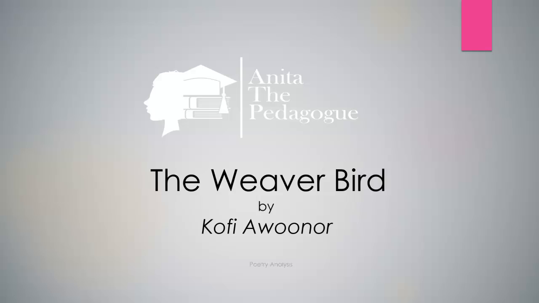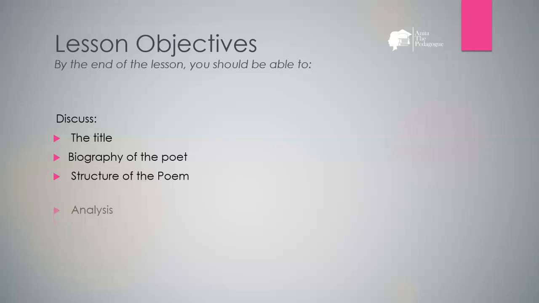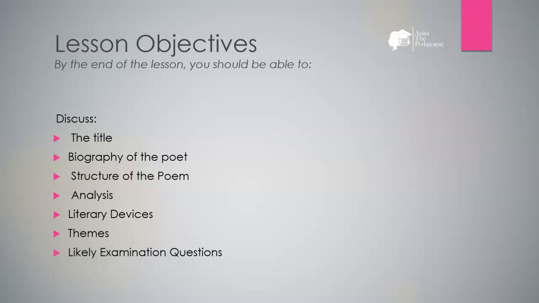Today we want to do a poetry analysis. The poem we will be looking at is The Weaver Bird, and it is written by Kofi Awoonor. Let's begin. For the lesson objectives, we will discuss the title, the biography of the poet, the structure of the poem, its analysis, literary devices, the themes, and some likely examination questions.